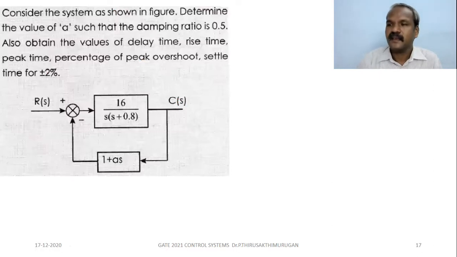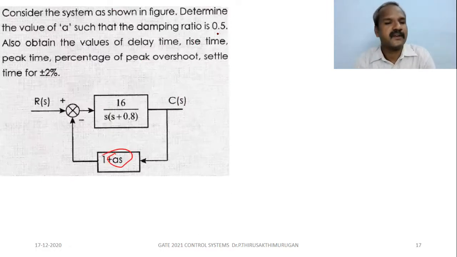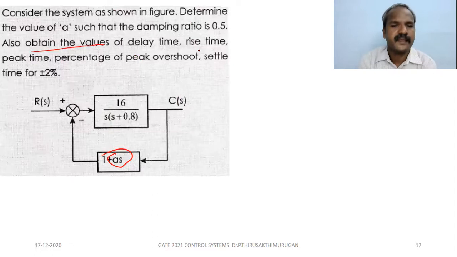Next we see the system shown in here. Determine the value of A. We have to determine this value of A such that the damping ratio of the system is 0.5. Also obtain the values of delay time, rise time, peak time, percentage overshoot, and the settling time for plus or minus 2% tolerance. We know the formula for everything.